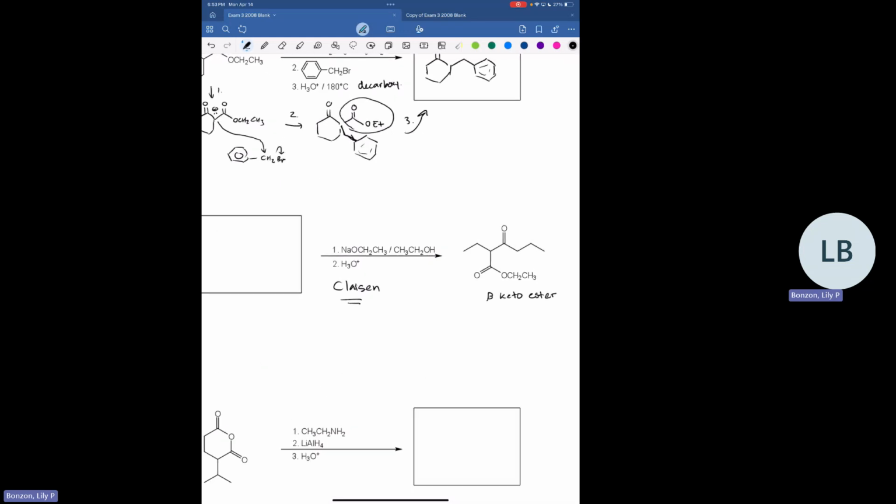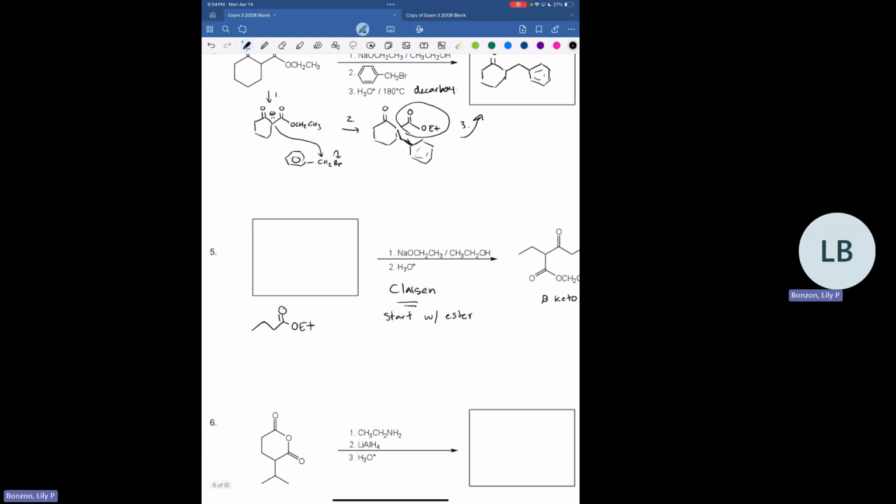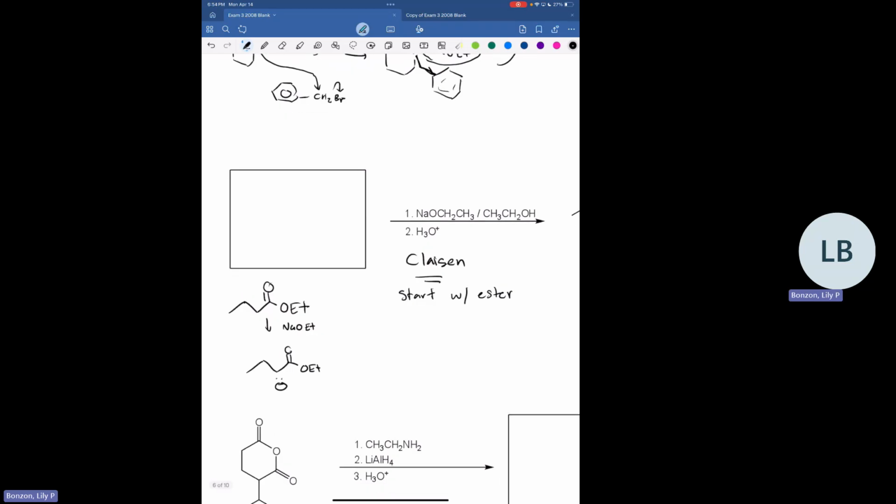So for Claisen, we start with an ester, and it usually kind of attacks itself, and stuff gets kicked out. So we have our ester right here. For our first step, we do the NaOEt. We get our anion. And you don't have to draw this, I'm just kind of showing.